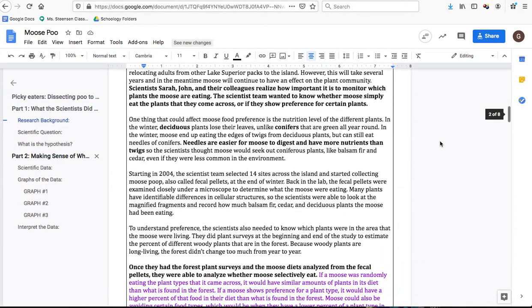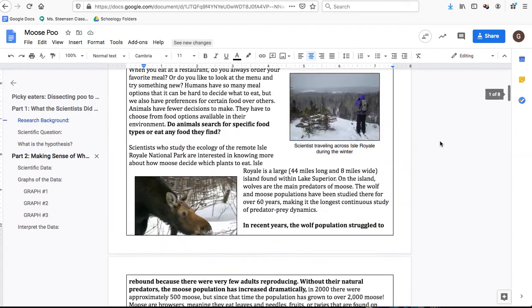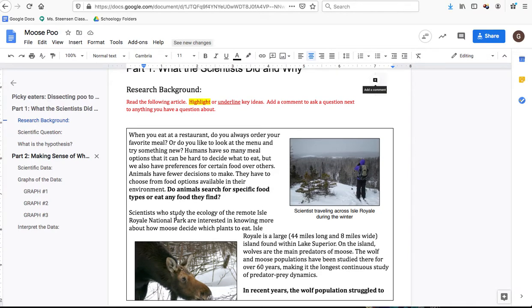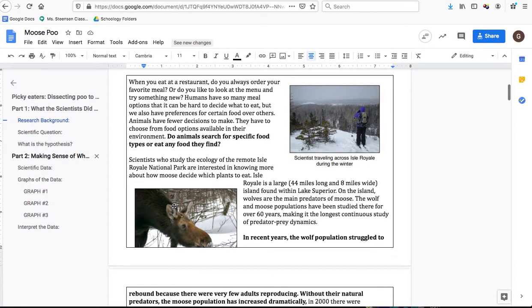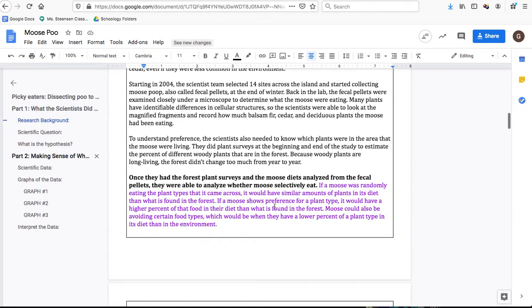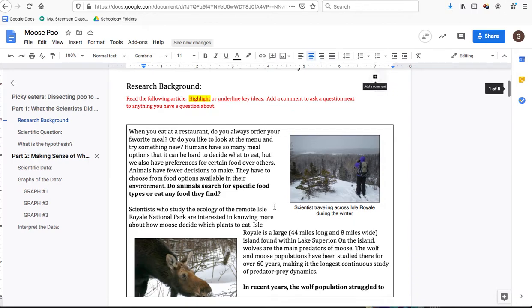So the first thing you're gonna do is there's this reading that you have to do here, and it's not too big. It basically talks about the diet of moose in a certain place and how scientists are interested in analyzing it. So the first thing you're gonna have to do is to read this, and it'll take a few minutes, and make sure that you take your time and take notes if it helps you. And one thing that we recommend is to highlight or underline key ideas so that you can go back to them later, because you'll see them very easily.